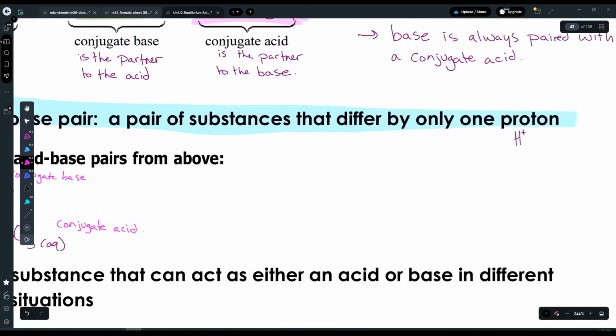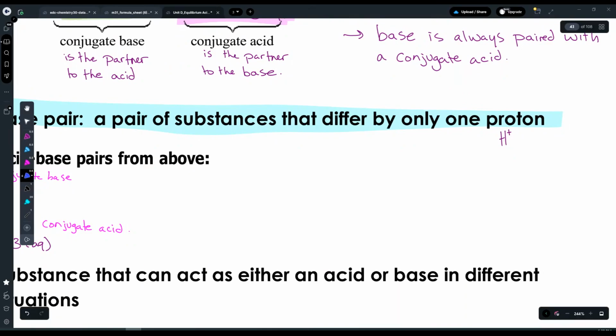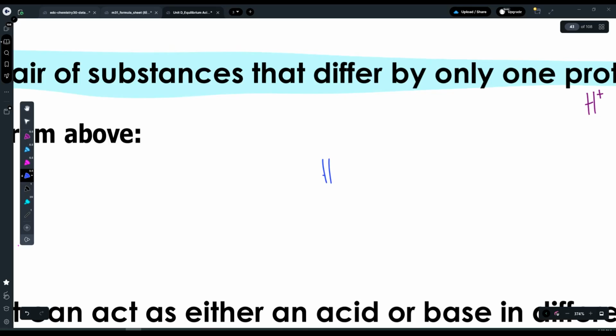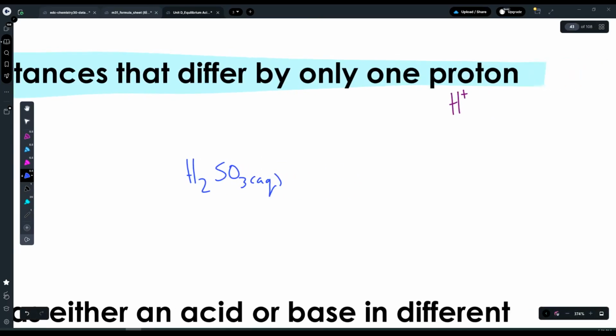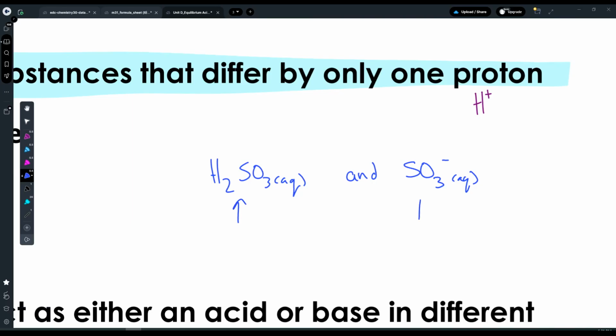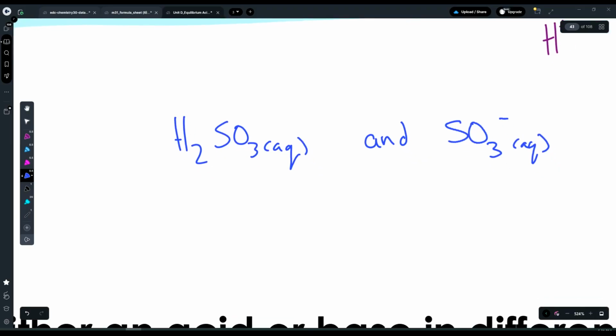Okay, now something that's important to know here is that, let's say we were talking about H2SO3, so sulfurous acid, and let's say we were talking about a sulfite ion. Okay, so these differ by more than one hydrogen. They differ by 2 hydrogens. So because they differ by 2 hydrogens, that means they cannot be a conjugate acid-base pair because they differ by more than 1 hydrogen.